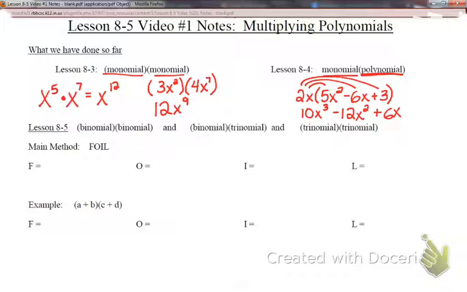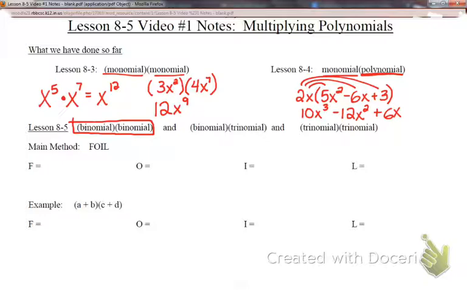In lesson 8.5, this lesson here, we are going to see 3 different types of problems. We're going to be multiplying polynomials together. So that could be a binomial times another binomial. It could be a binomial times a trinomial, or it could be a trinomial times another trinomial. So the problems will gradually get longer. In the first part, the rest of this first page of your notes, we are going to focus on the binomials times other binomials.